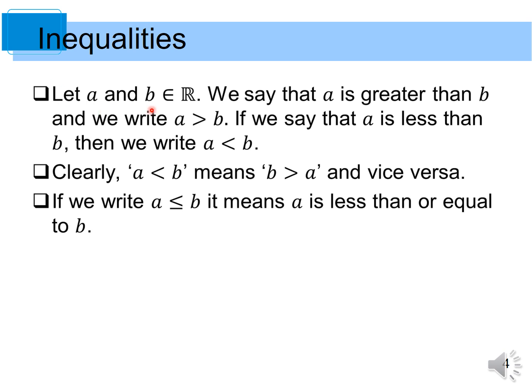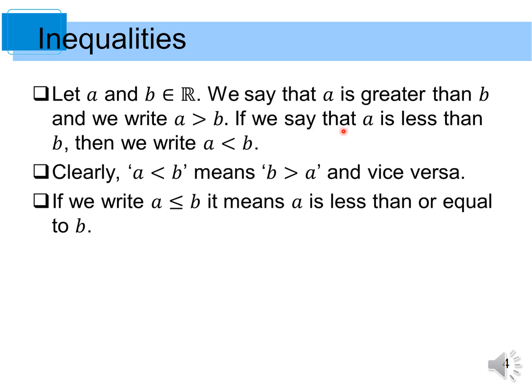Let a and b be real numbers. We say that a is greater than b, and we can write this in inequality form: a greater than b. Look at this symbol. If a is greater than b, for this symbol, the mouth is open.